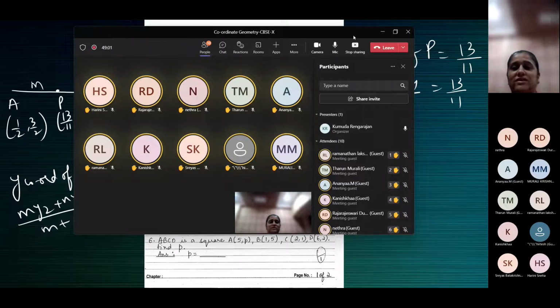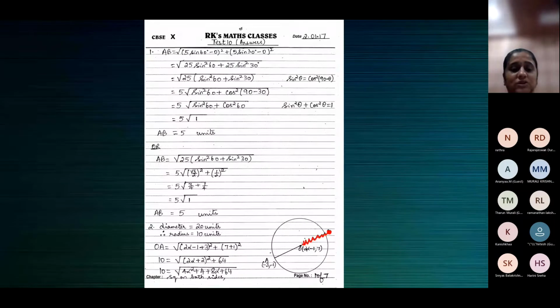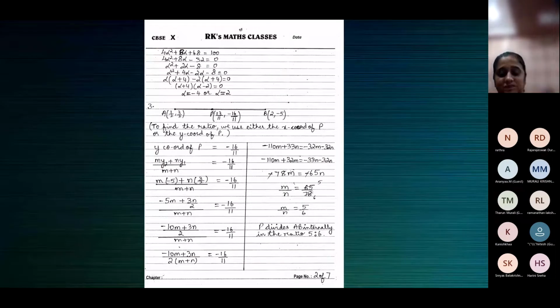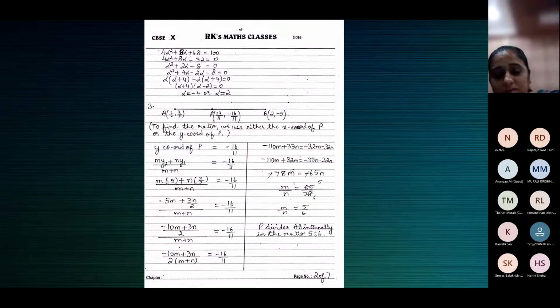All right, children, time to see the answer. I've done it both the ways, using the ratio m:1 and k:1. K:1 is here. m:1 is here. You can use anything, children. You can use the x coordinate or y coordinate. I've used the y coordinate. Write the y coordinate of the point of division P. The y coordinate is -16 by 11.